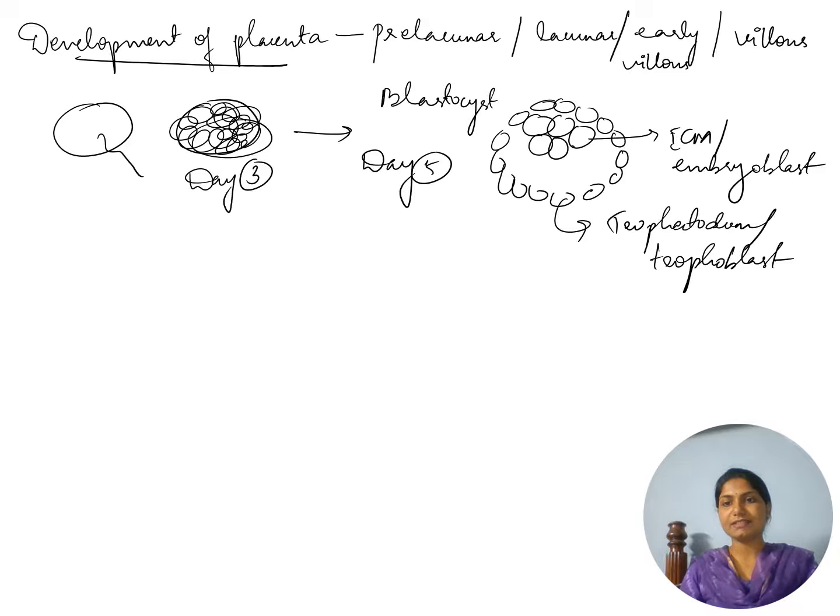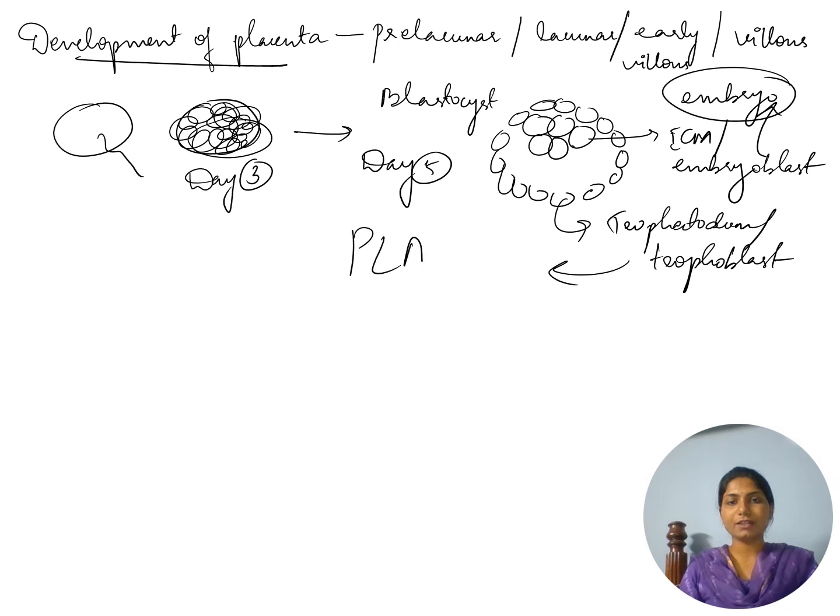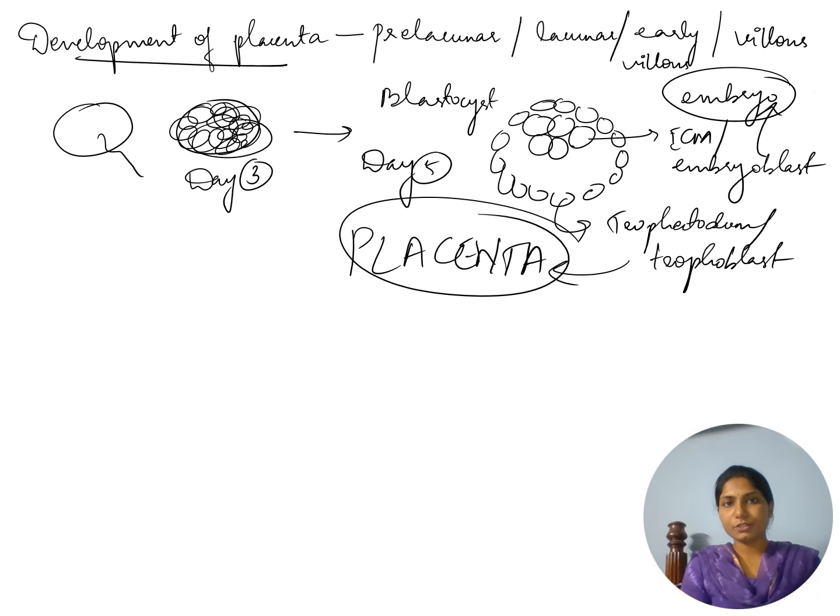As the name suggests, the embryoblast will give rise to the future embryo, and the trophoblast exclusively forms the placenta. The embryoblast also gives some contribution: some of the villus stroma, chorion, amnion, umbilical cord, and all arise from the embryo. But the trophoblast exclusively leads to the development of the placenta.